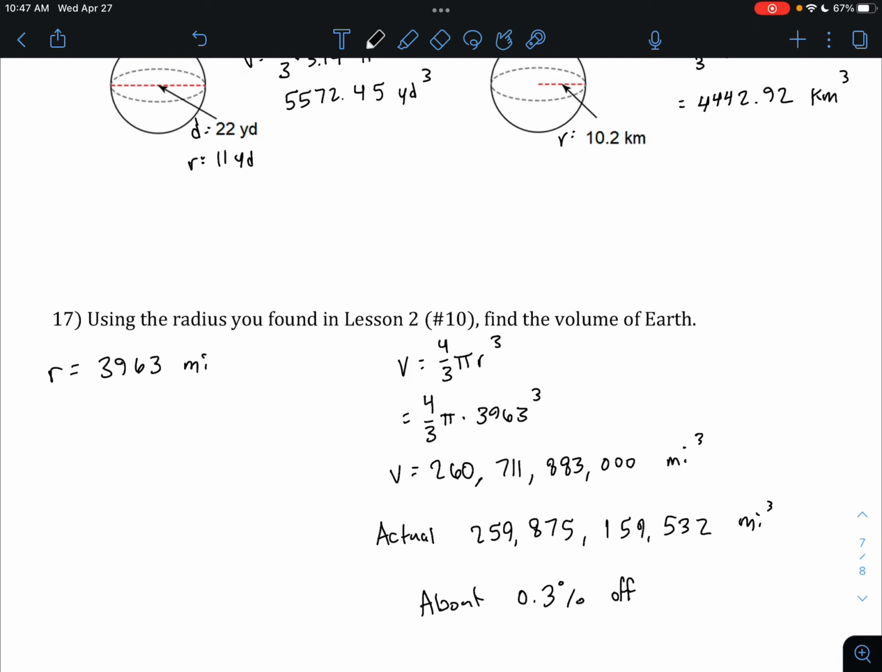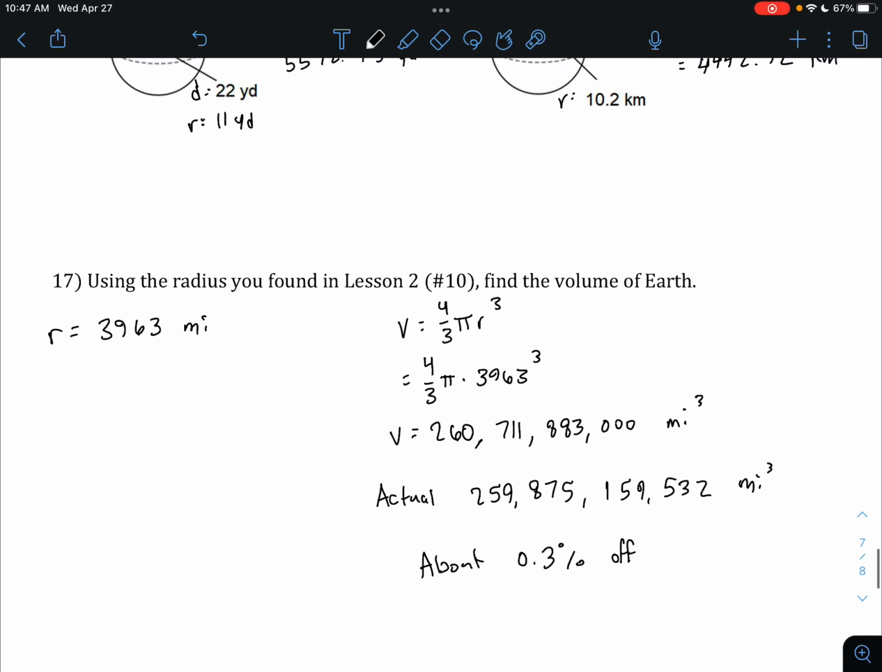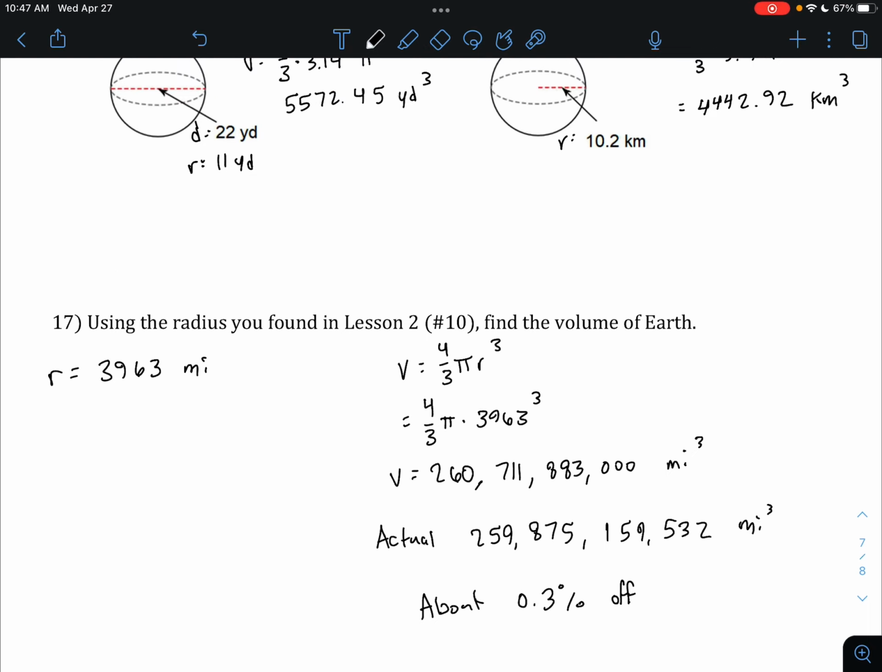from our estimate. And I would say that using just the formula for a sphere being only 0.3% off, that's pretty good. So I'm happy with that. Found the volume of the Earth. Just a fun little exercise to work with spheres a little bit. That's our lesson. Go ahead and work on your assignment.